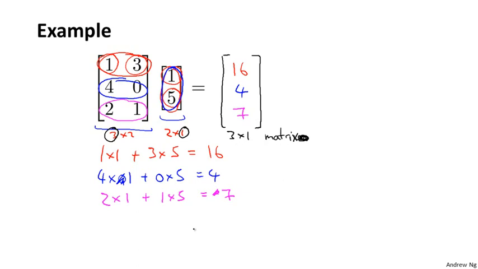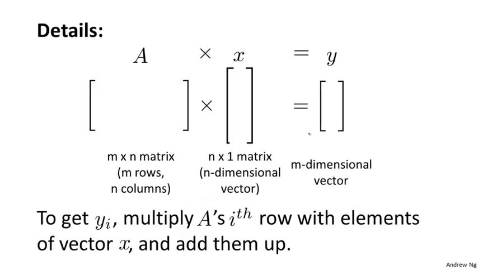Here are the details of how to multiply a matrix by a vector. Let's say I have a matrix A and I want to multiply that by a vector x. The result is going to be some vector y. So the matrix A here is an m by n dimensional matrix, so m rows and n columns, and I'm going to multiply that by an n by 1 matrix, or in other words by an n dimensional vector.